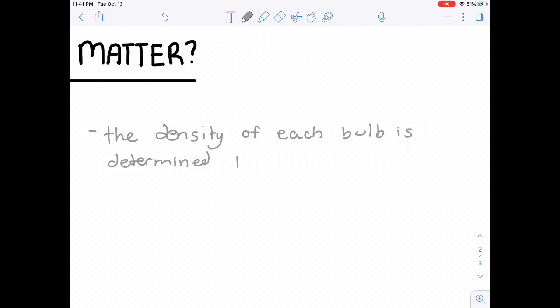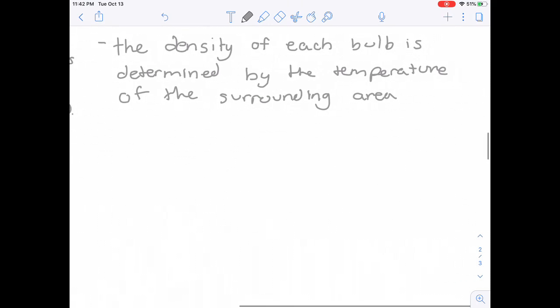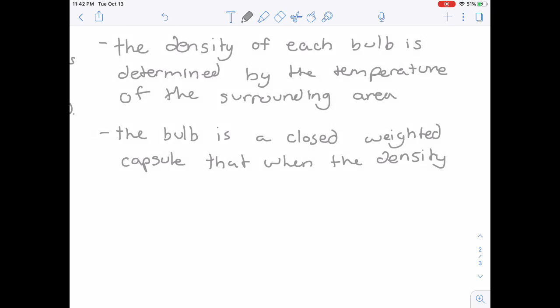But why exactly do the bulbs float up and down, and how does this relate to density? The bulbs float up and down because of changes in density of the surrounding liquid. Because of thermal expansion, the density of the surrounding liquid depends on the temperature of the surrounding air. If the temperature is lower, the liquid will have less volume and therefore be more dense. If the temperature is higher, the liquid will have more volume and therefore be less dense.